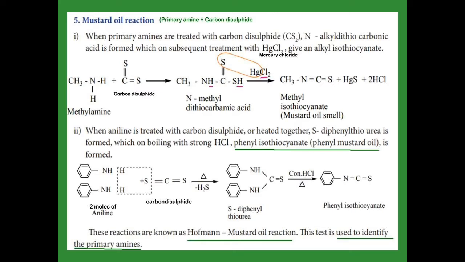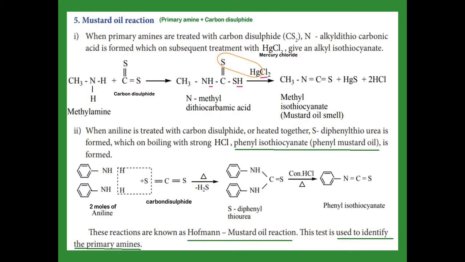The next one, 2 moles of aniline. Aniline is a primary aryl amine. When it is reacted with carbon disulfide, it gives one compound, that is sym-diphenyl thiourea. We remove hydrogen sulfide, so we get the sym-diphenyl thiourea. When it is reacted with concentrated HCl, we get phenyl isothiocyanate.